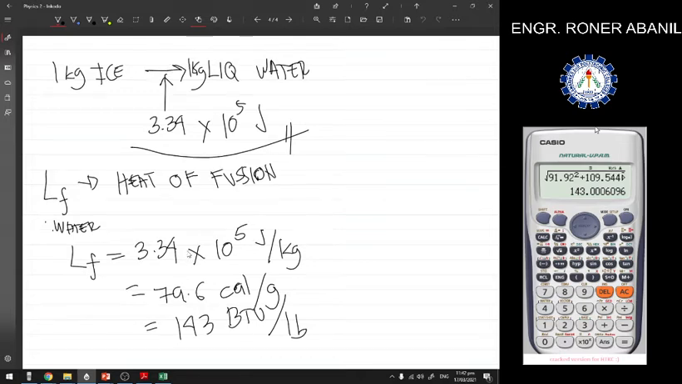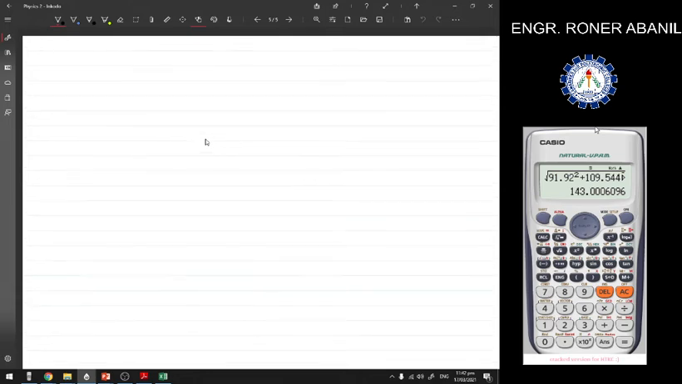So, dito papasok yung tinatawag na formula na Q is equal to mass and the heat of fusion or LF. Ayan. This process is reversible, no?